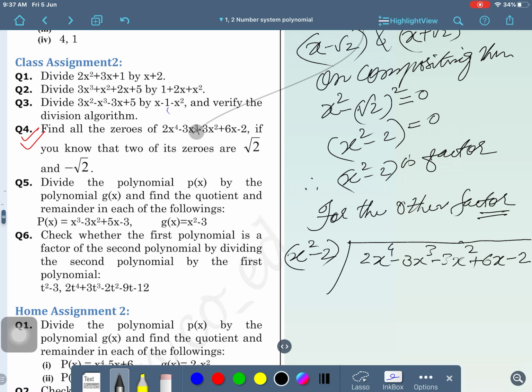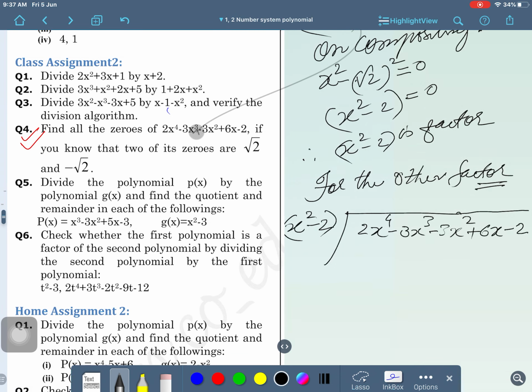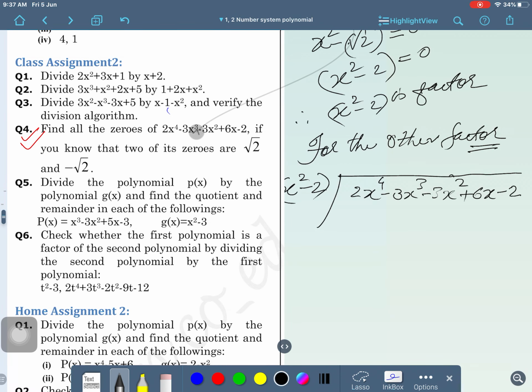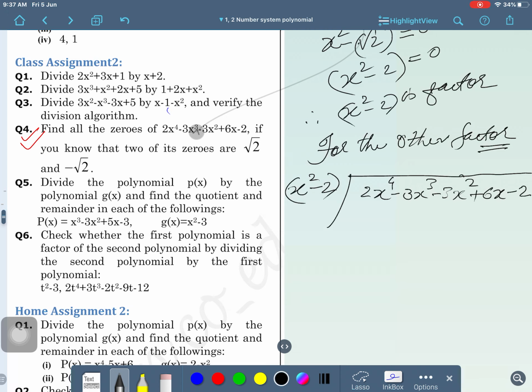We are to find the other factor, so do the division process. What do we do? X, what is the degree coefficient? Its coefficient is 1. 2 divided by 1, what will we obtain here? 2. What is the degree difference? The degree difference is 2 here.